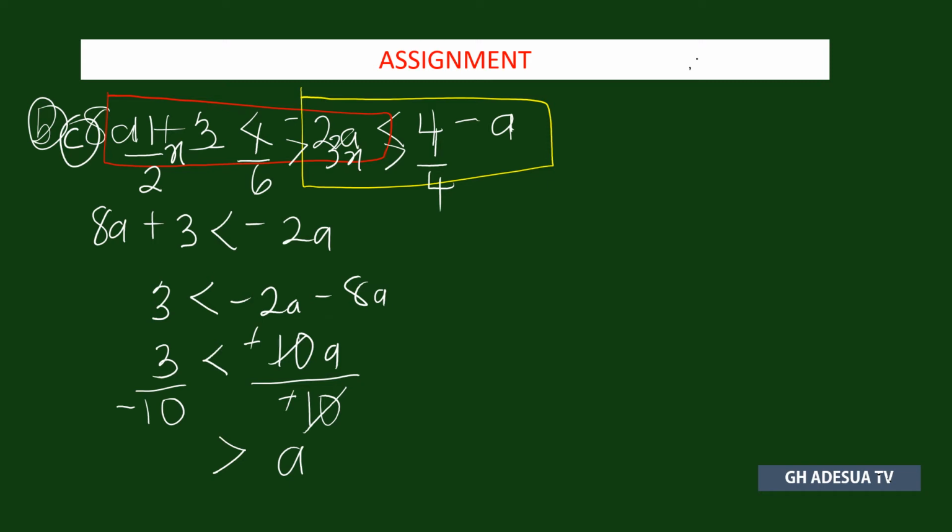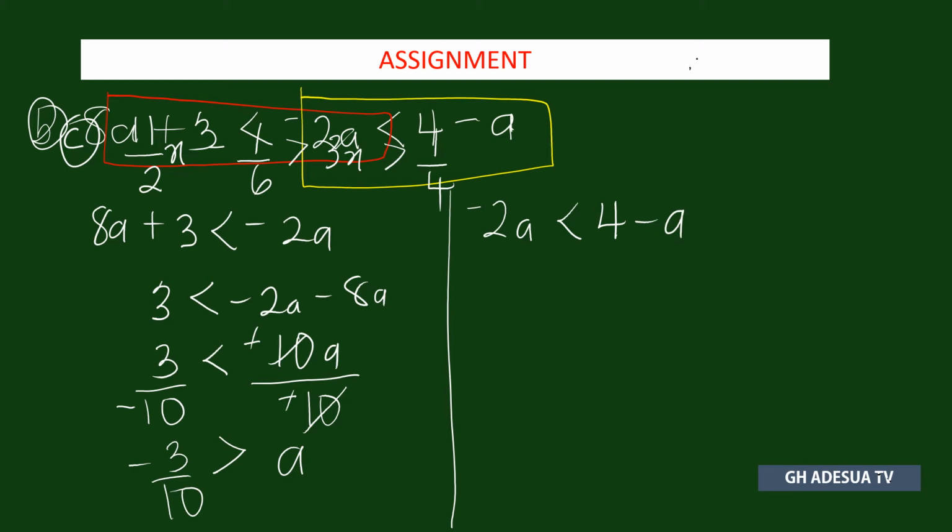Sorry. Then minus 3 over 10 on the left hand side. Now the right hand side, you have negative 2a less than 4 minus a.